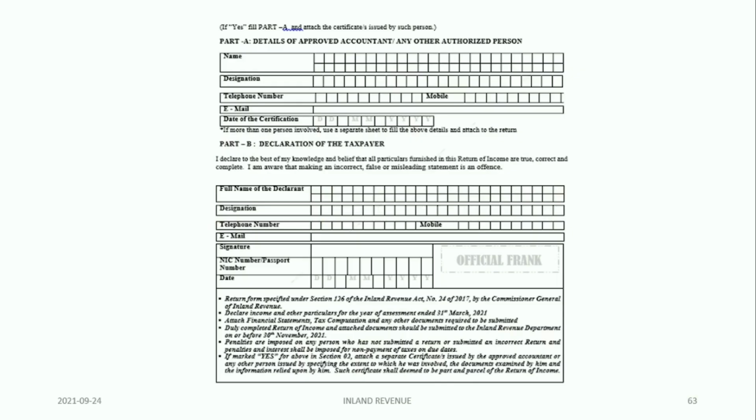Then page number 2. As usual, if you obtain any assistance from an outside person, that person's details should be entered in this part A. If not, part A is not necessary, but part B is compulsory. The tax on behalf of the partnership, the president or partner should fill in these details in part B, and details should be given according to part B.